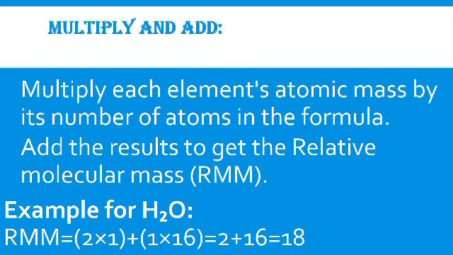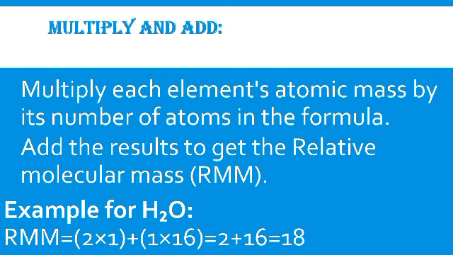The next step is to multiply and add. We multiply each element's atomic mass by its number of atoms in the formula. For instance, hydrogen has 2 atoms in a water molecule. We multiply it by its atomic mass, which is 1. Oxygen has 1 atom in a water molecule. We multiply it by its atomic mass, which is 16.